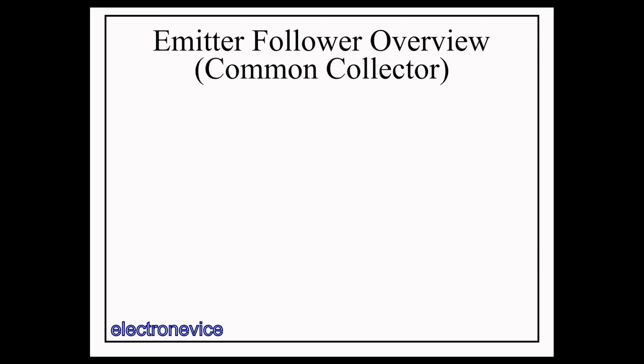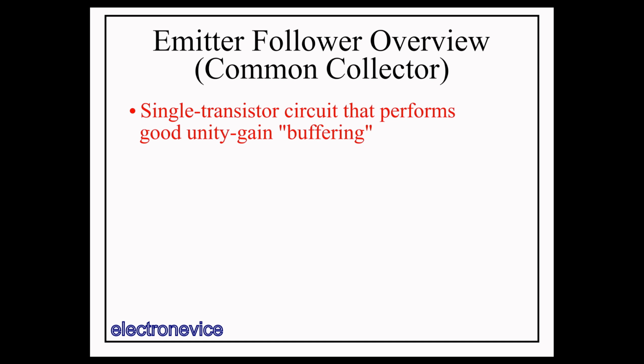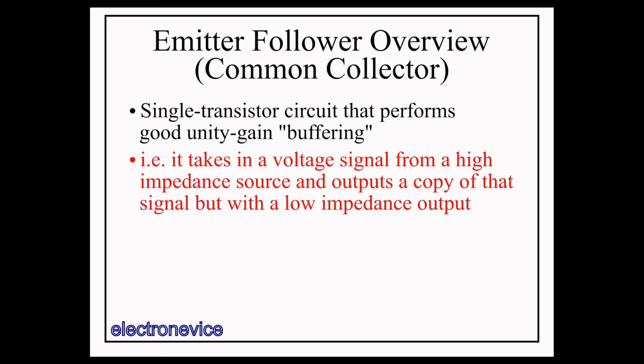The emitter-follower circuit, also called the common collector circuit, is a single transistor circuit that provides unity gain, that is, gain of 1, voltage buffering. In other words, a voltage source with a high output impedance can be input into the emitter-follower circuit, and the output will be low impedance.